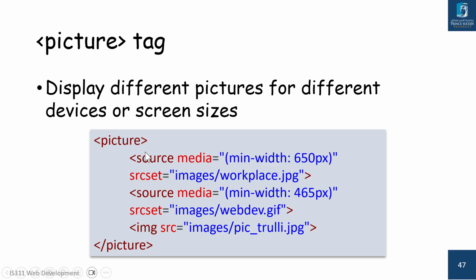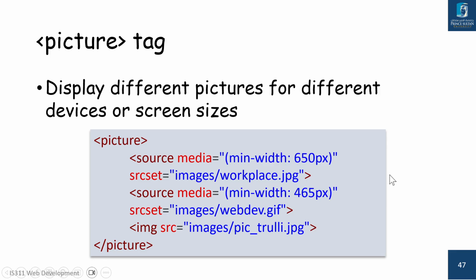So it is a possibility that we don't want to show the same image, because maybe one image which is very suitable for the desktop will not be suitable for the mobile, and the image which is suitable for the mobile may not be suitable for the desktop, or vice versa.